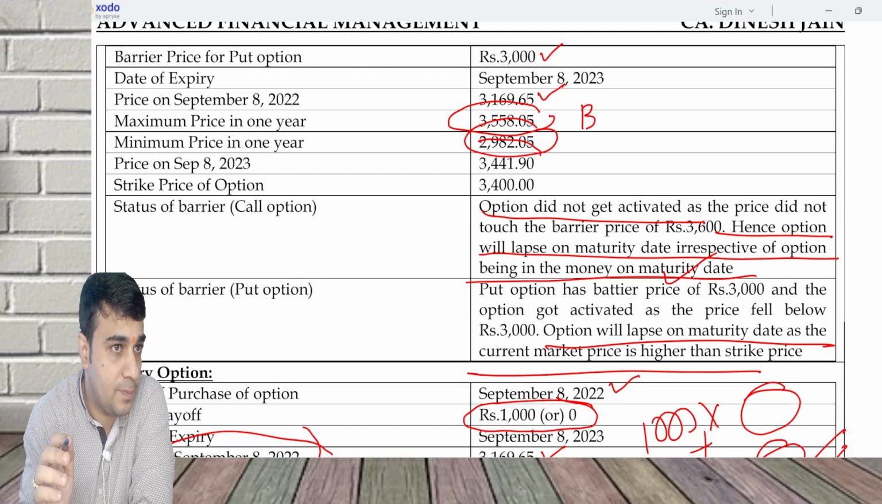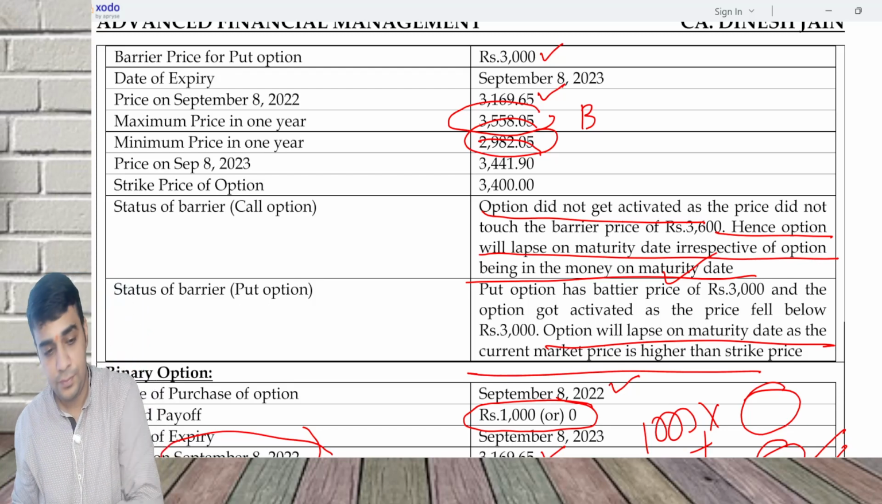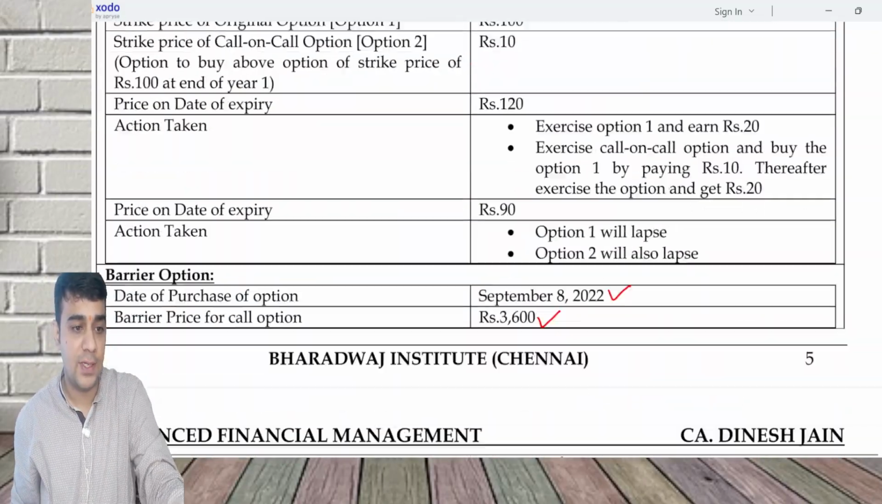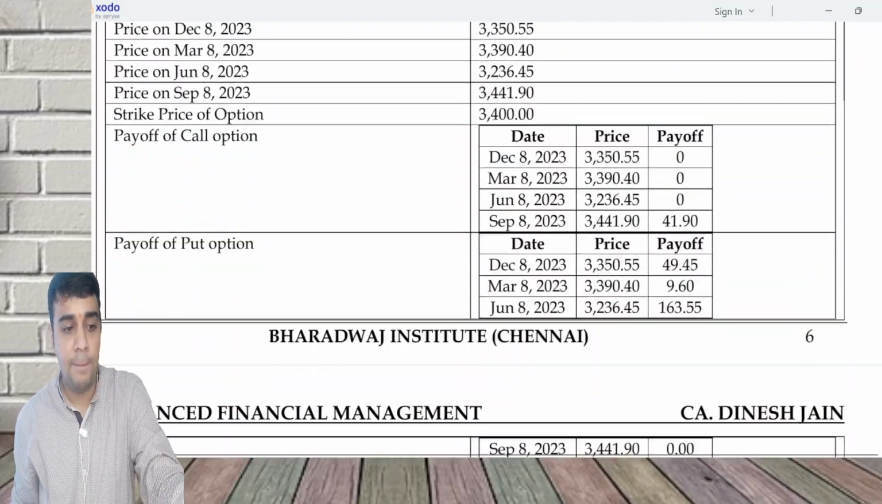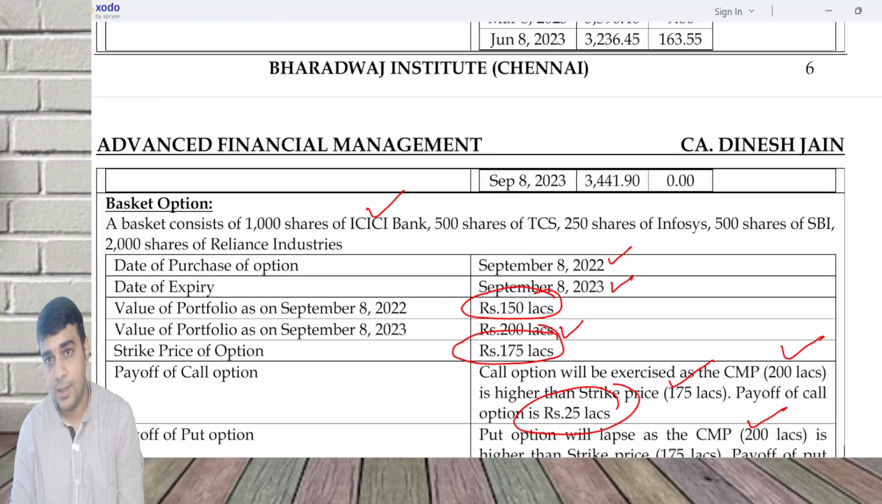Any doubts on this? I'll wait for a minute. Just go through these four types of options. I've discussed binary, I've discussed barrier, I've discussed chooser option and basket option. Just register these four. Let me know if you have doubts.